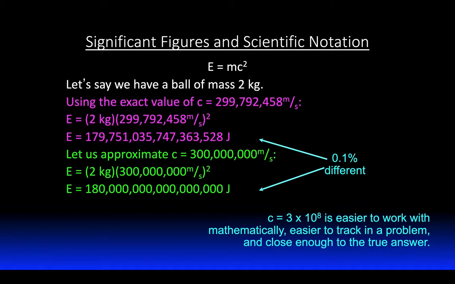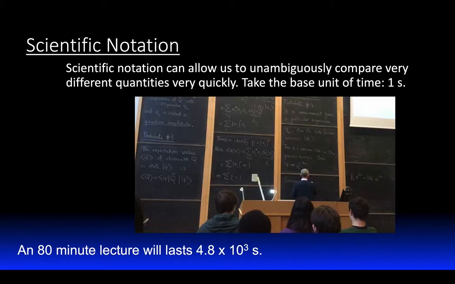Also, if you ever need to go back through a problem, maybe there was a small plus or minus sign error or something, it's easier to look at what you're doing if you write numbers that are rounded to the third important digit. So scientific notation allows us to unambiguously compare very different quantities very quickly.